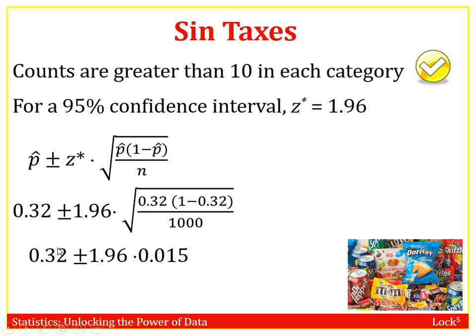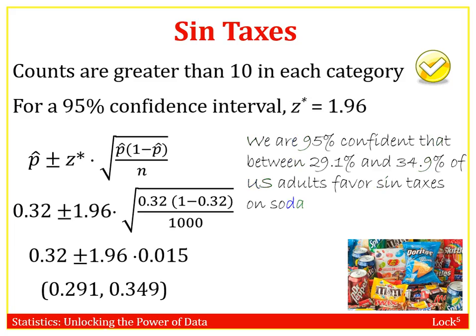So we get our statistic plus or minus 1.96 times 0.015. When we add these together, we get 0.349. When we subtract these, we get 0.294. And I'm assuming you can do that on your calculator. So we're going to say we're 95% confident that between 29.4% and 34.9% of U.S. adults favor sin taxes on soda and junk food.